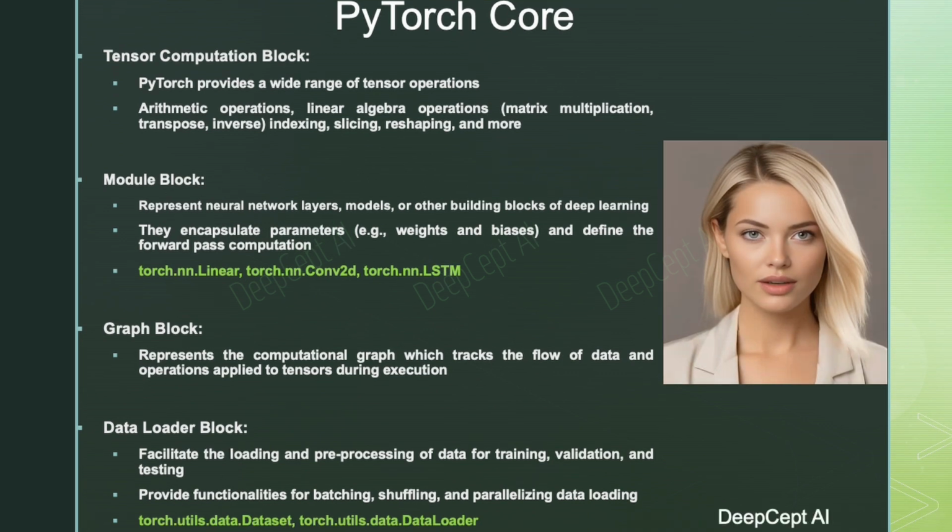The PyTorch core encompasses the foundational elements of the PyTorch library. At its core, PyTorch revolves around four key components: the tensor computation block, modules block, graph block, and data loader block. First and foremost, tensors serve as the primary data structures in PyTorch, akin to multidimensional arrays, facilitating the representation and manipulation of data. Within the modules block, PyTorch provides an extensive set of predefined neural network layers, models, and utilities encapsulated as modules.